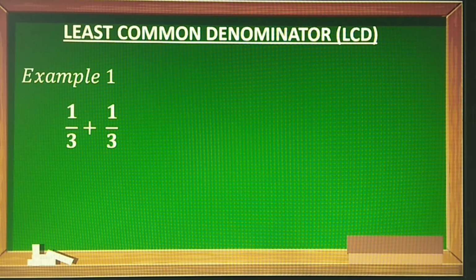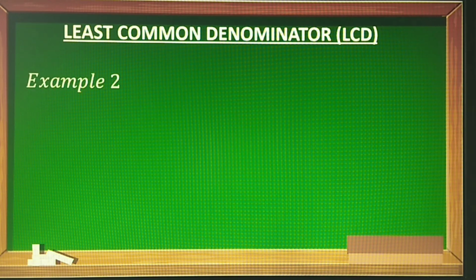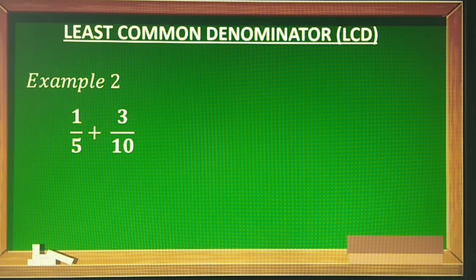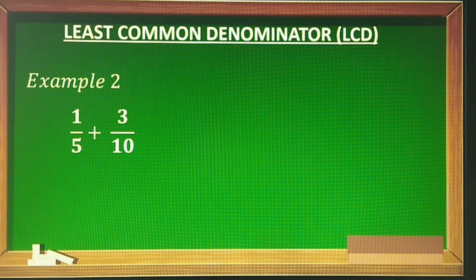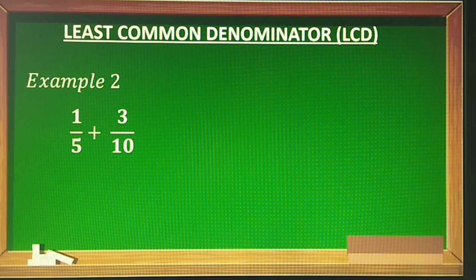1/3 plus 1/3. Can we add these two fractions immediately? Yes, because they have the same denominators. It is easy for us to add fractions with the same denominators because we will simply add the numerators and copy the denominator. So in this example, the answer is 2/3. What about the second example? Can we add it immediately? No. As you can see, it has different denominators. So we will make it similar first by finding its LCD or least common denominator.